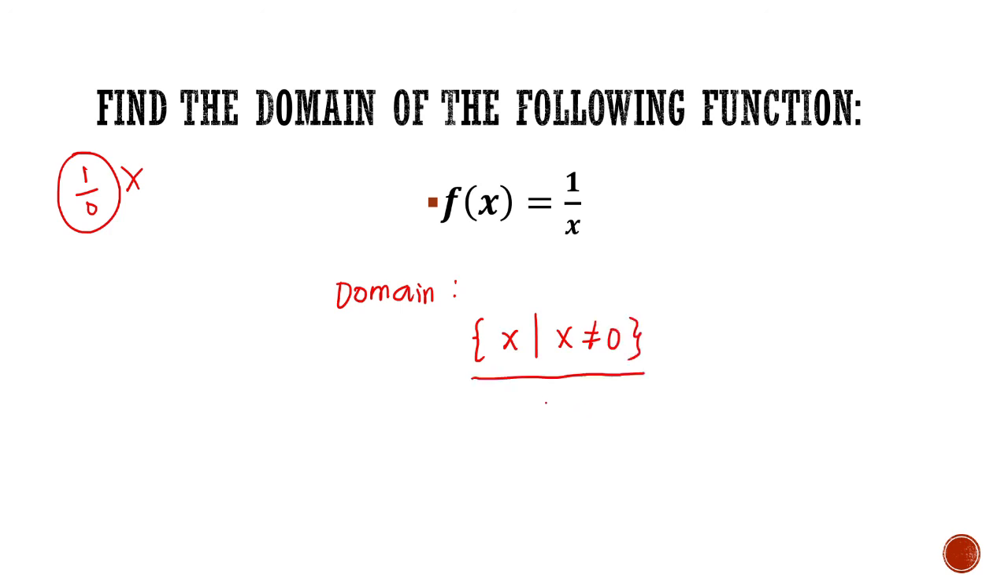Or we can also write it in interval notation. Paano natin isusulat to in interval notation? We use the number line 0. Since 0 is not included, all numbers from this part and this part are the domain. So this is from -infinity until 0 and 0 until positive infinity. To write this in interval notation, it will look like this. 0 not included, that's why we are going to use parentheses.